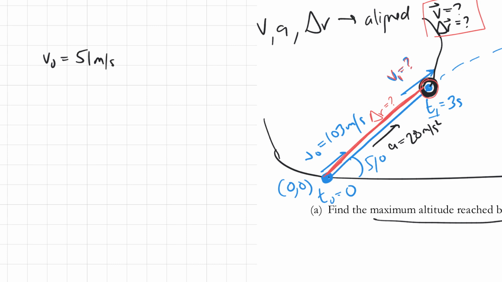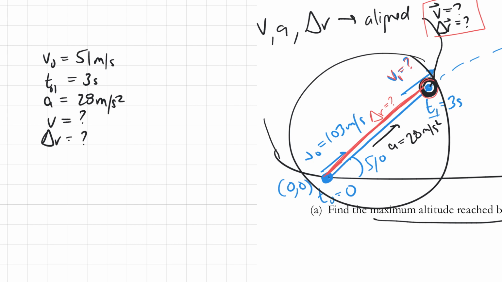We know the time, we love getting the time, right? I'm going to call this 0, 1, because the time between time 0 and time 1 is 3 seconds. But I could also just call it T1, because T0 is 0. And we've got the acceleration, which is 28 meters per second squared. And I need two values here: I want V and I want delta R. That's what's going on in this beginning bit of the problem.